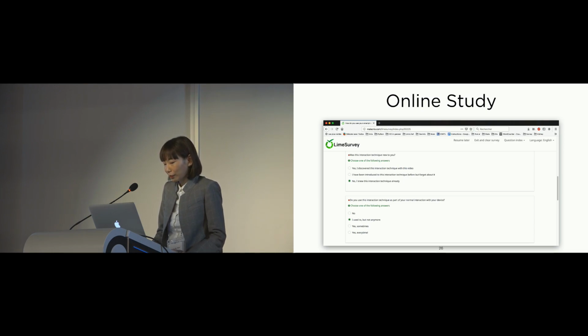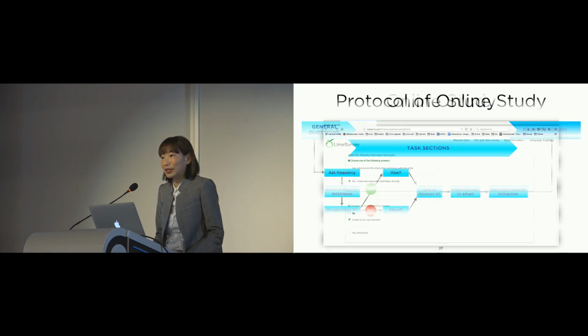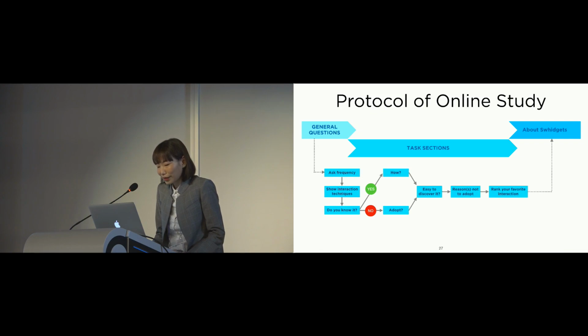So we put together an online questionnaire with more detailed questions. This online questionnaire takes about 45 minutes, in order to learn more about discovery and users' experience using Swhidgets. The protocol of this study also has 3 parts: the general questions, the task section, and the questions about Swhidgets. After the general questions, we move on to the task section. Our intention in this study is to know exactly how participants know and feel about a Swhidget.